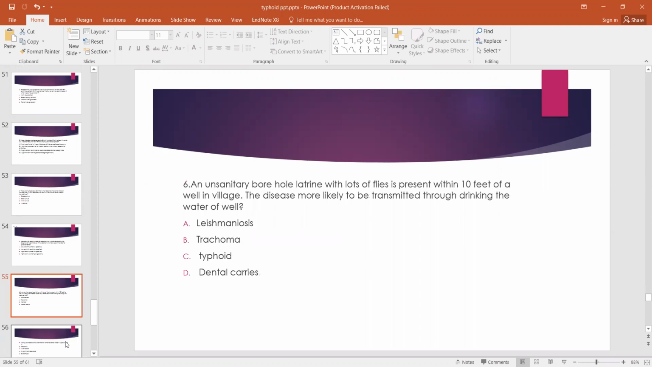An unsanitary borehole latrine with loads of flies is present within 10 feet of a well in a village. The disease more likely to be transmitted through drinking the water of the well is leishmaniasis, trachoma, typhoid, or dental caries? Typhoid. Yeah, C, typhoid is the right answer.